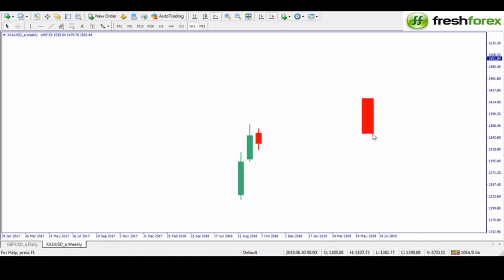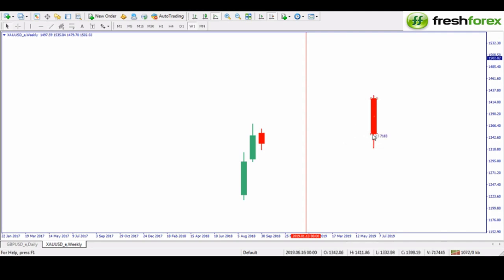Assuming price proceeds downwards, you have price moving to the lower side, like this. Then the next candle also does the same thing, continues downwards like this. And then what happened next is, instead of the next candle proceeding lower than the previous low, it actually opens where that candle has closed and closes above. So this should be green. This is green.